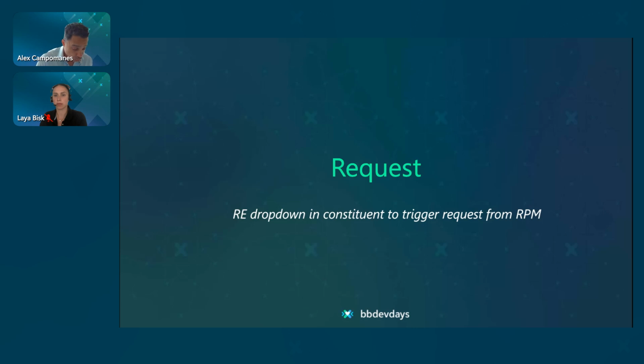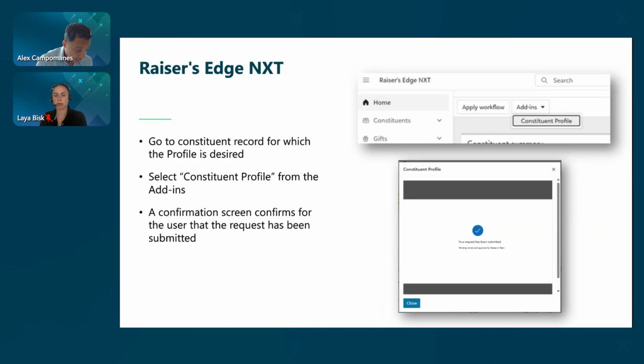So now I'm going to go over each one of those steps and how we've built them. So the first step was the request from within Razor's Edge. This is a little snapshot of the area. So when you're in Razor's Edge and when you're within the constituent, you just click on add-ins and you go to a constituent profile. You get this pop-up window that says that your request has been sent off, and off to the races, you're done.